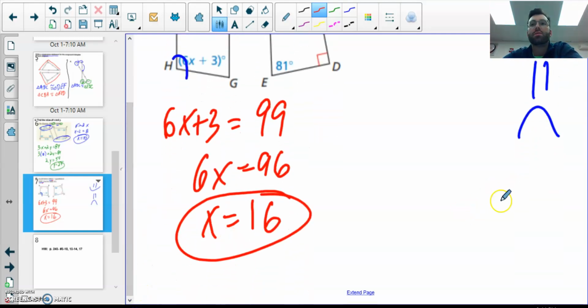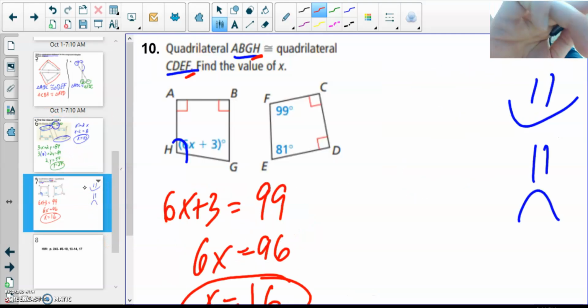So this was a lot of fun. All right. So we talked about congruent parts. On Monday, we're going to continue to talk about congruence. The biggest thing about this one is finding the corresponding parts and understanding that the order in which you write your congruence statement matters.